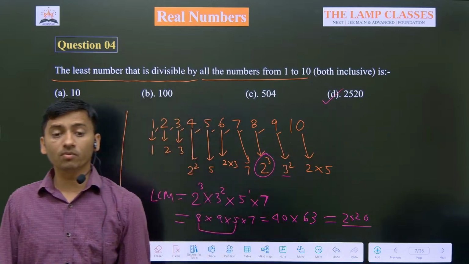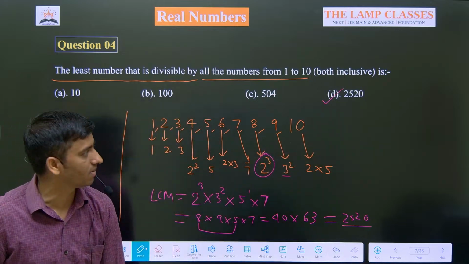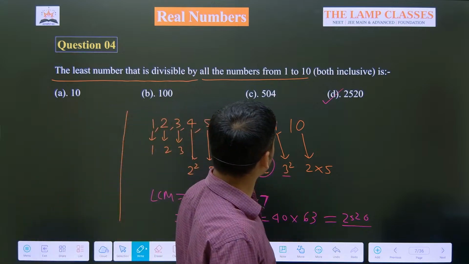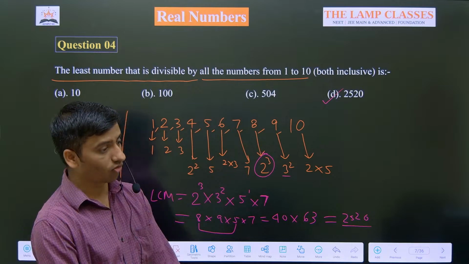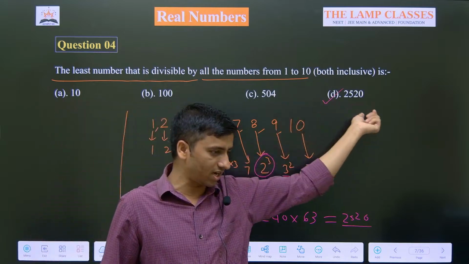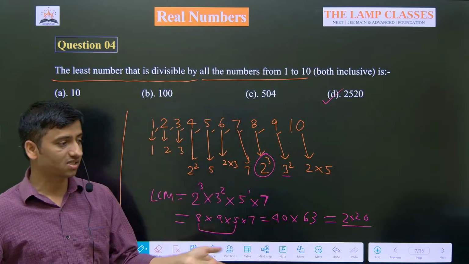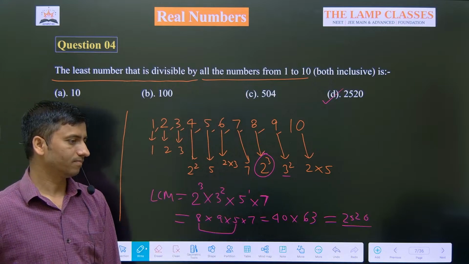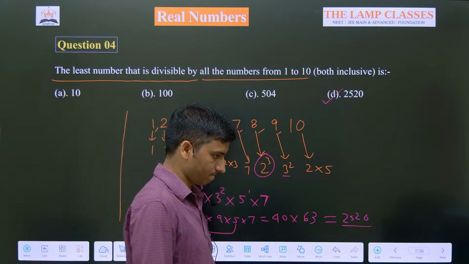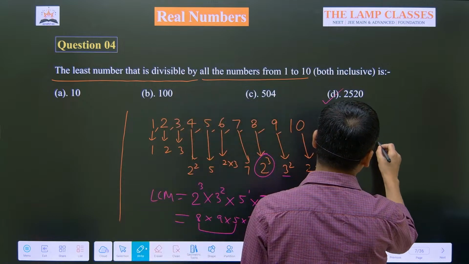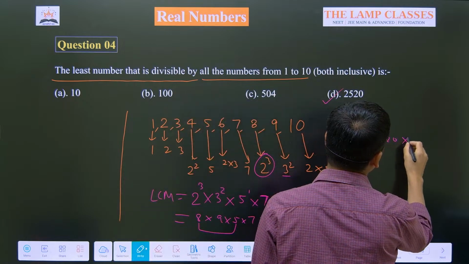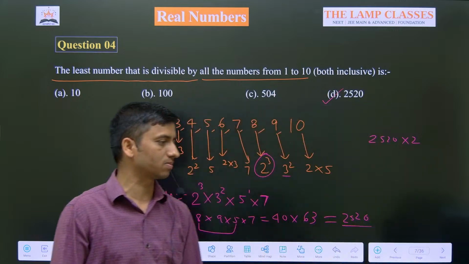Can you guys tell me what will be the next smallest number which will be divisible by all the numbers from 1 to 10? Please write in the chat. What will be the next number? This is the smallest one, right? What will be the other number just after this? Okay, so the answer for that has to be 2520 into 2 actually. That will be the second smallest number.